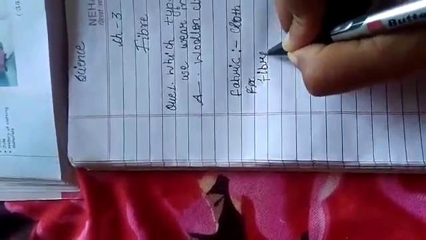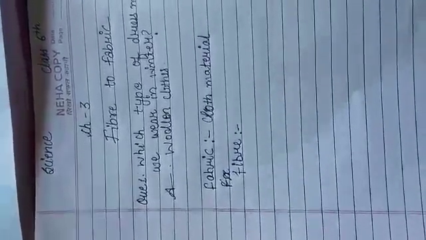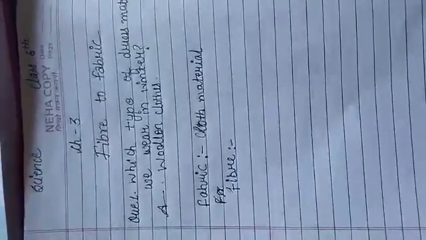Actually, what is fabric? Fabric is a piece of cloth or a cloth material from which we stitch new dresses. Another word is fiber. What is fiber? Fiber is used to make the fabric. Fibers are small, thin, thread-like structures which are used for making a fabric.